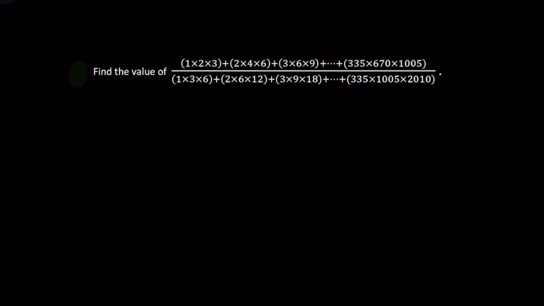Right now, we are going to do this question. Find the value of this expression: 1 times 2 times 3, 2 times 4 times 6, 3 times 6 times 9, all the way until 335 times 670 times 1005. Something we notice about this pattern is that it's always in the ratio of 1 to 2 to 3. In this case, it's also 1 to 2 to 3. Even the last term is also 1 to 2 to 3.